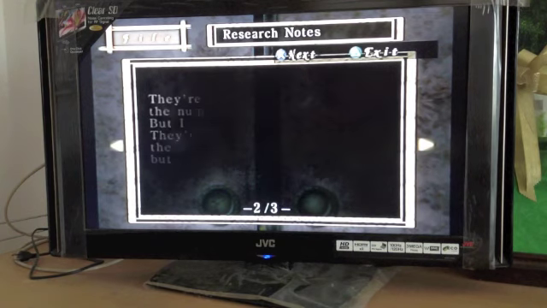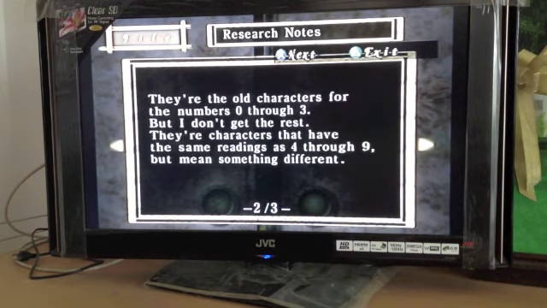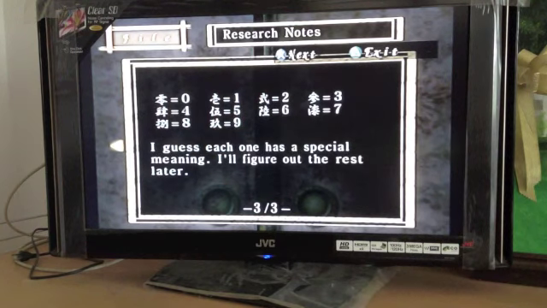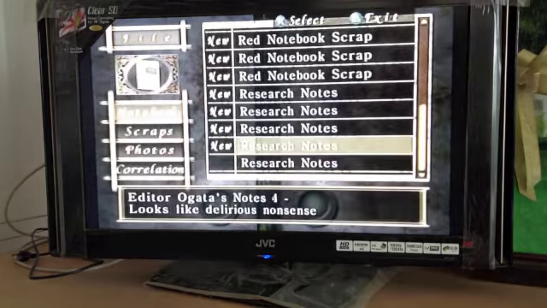I understand the first few. There are old characters for numbers 0 through 3, but I don't get the rest. There are characters that have the same readings as 4 through 9, but mean something different. Okay, so I guess each one has a special meaning. I'll figure out the rest.